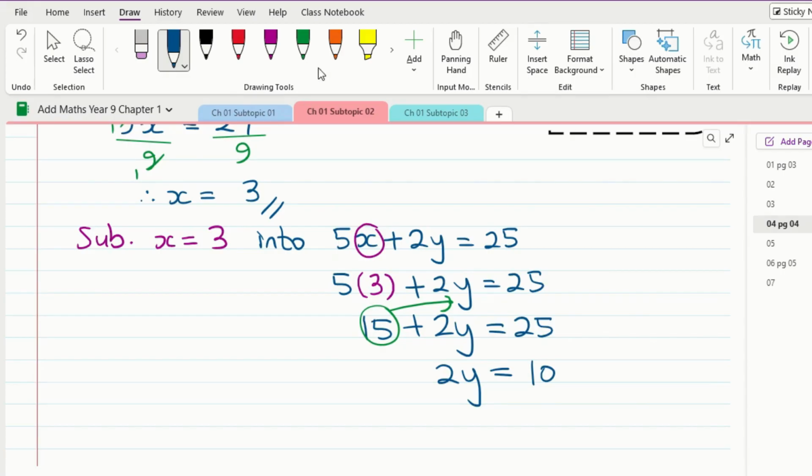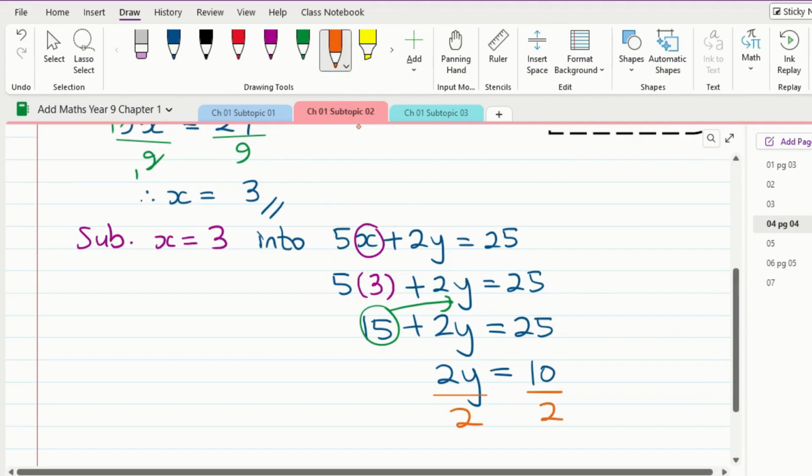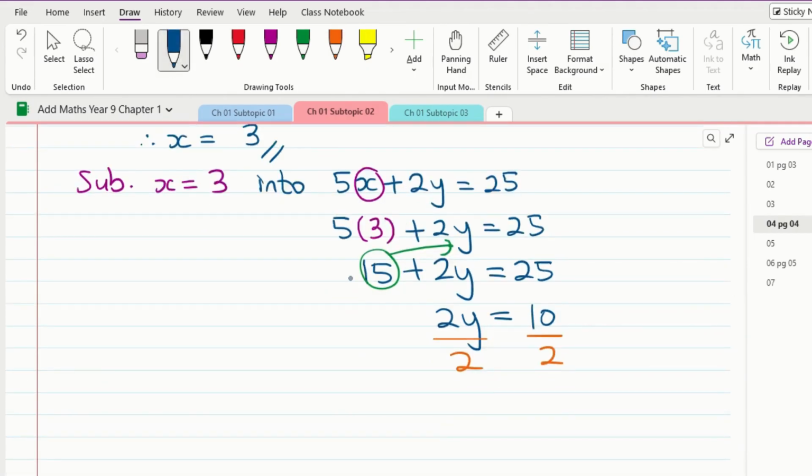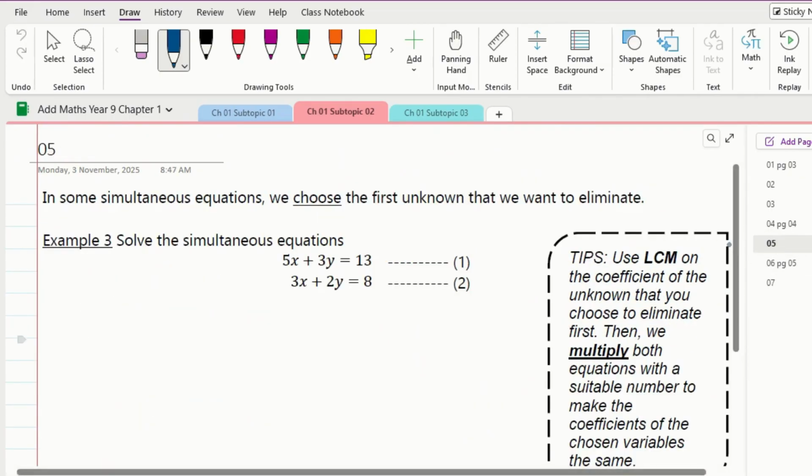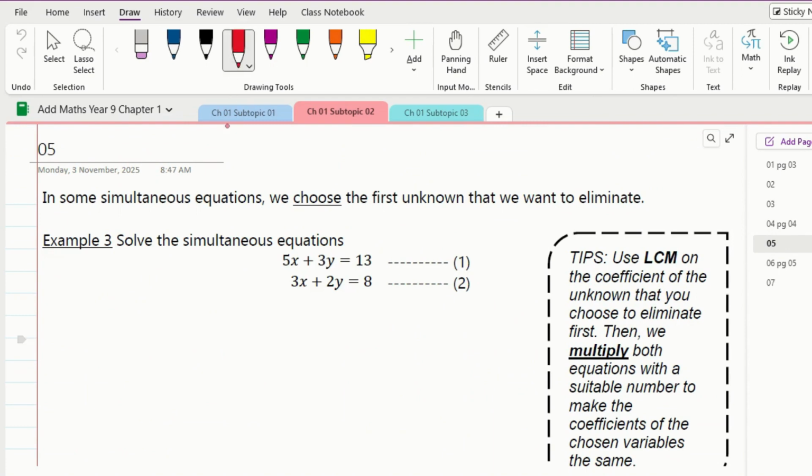10, so which means the final answer for y is going to be therefore 5. Right, so that's for the elimination method for the first two examples. And here, this is sort of like I will give all of my students as do it yourself.